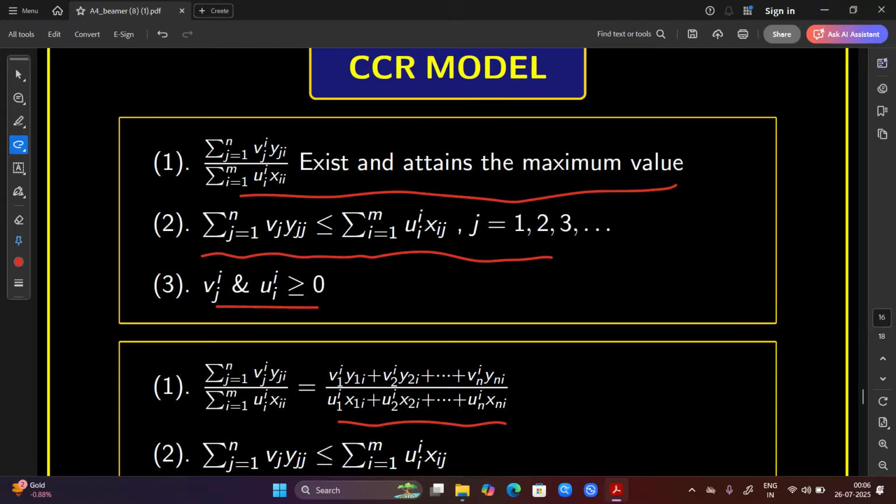So thank you friends, I think you have understood. In my next class I will again explain in detail with a particular example and some detailed explanation. I think now you know why the CCR model came into existence: the CCR model came into existence due to multiple inputs and multiple outputs.